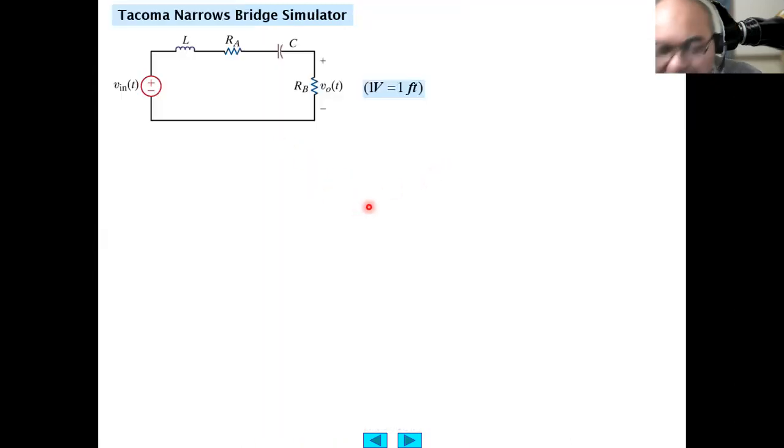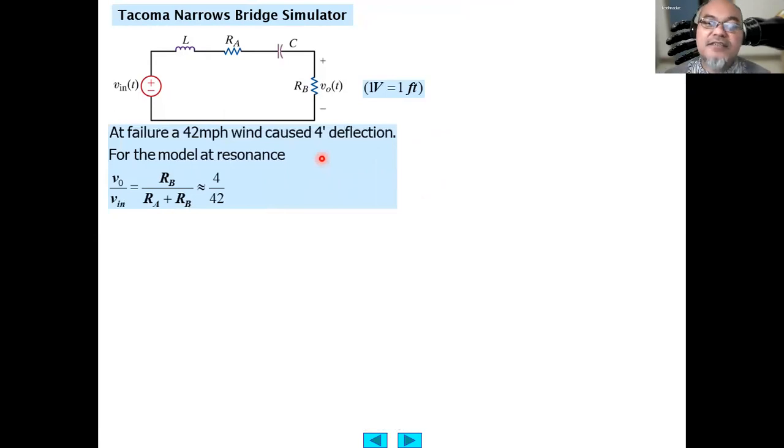Now, see here, we are trying to simulate the Tacoma Bridge using an electrical circuit. For the mechanical system, we model it as an electrical circuit. For example, it is modeled as a voltage in, then an inductance, RA, a capacitance, then the load RB, and the V output, where 1 volt equals 1 foot. A 42 mile per hour wind will cause 4 feet of deflection.